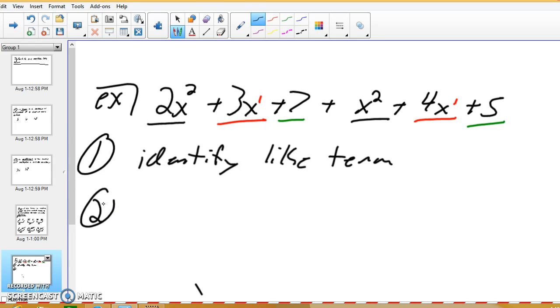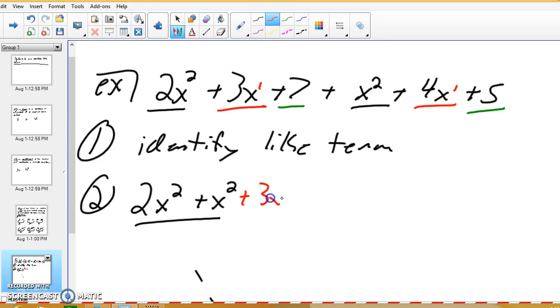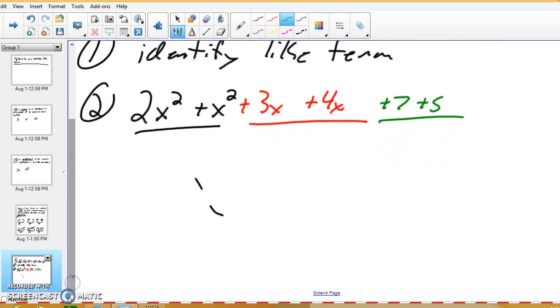The second step is to rearrange the expression so that the like terms are right next to each other. So we'll start with the x squared. We have 2x squared plus x squared. Then the next ones, plus 3x plus 4x. And then the last one is plus 7 plus 5. So step 2 is to rearrange the like terms so that they're right next to each other.